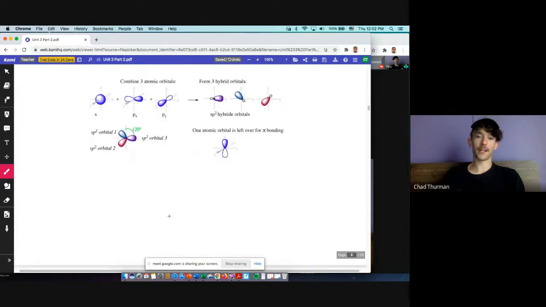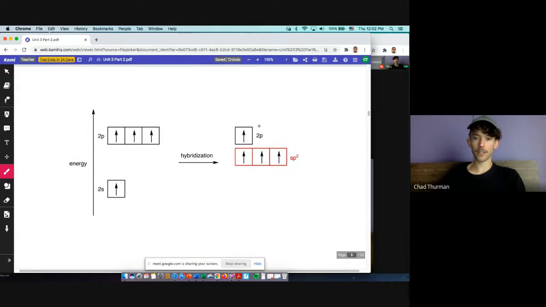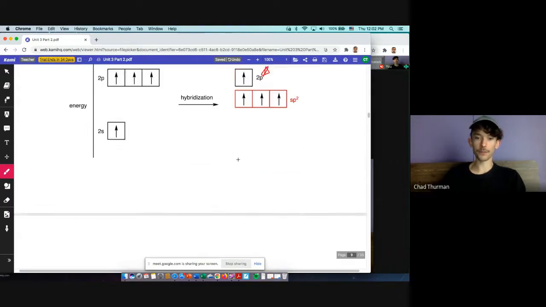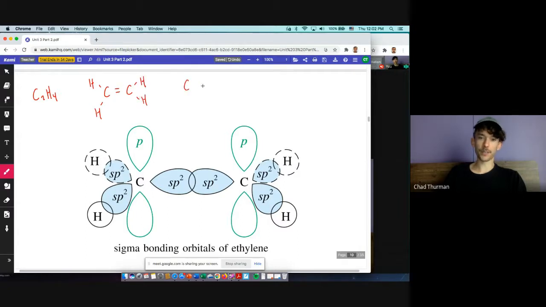We could keep talking about the same thing for sp2. Here's our leftover unhybridized p orbital. This is a molecule that is C2H4. If you do the Lewis structure for that, it's going to look like this. You should know right away that those carbons utilize sp2 because they have 3 electron domains.